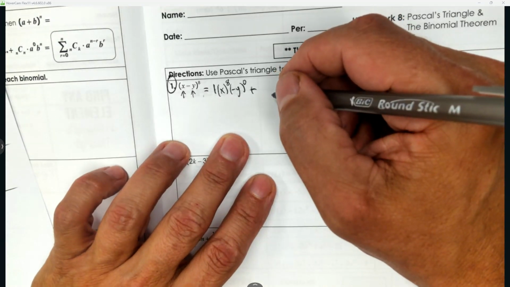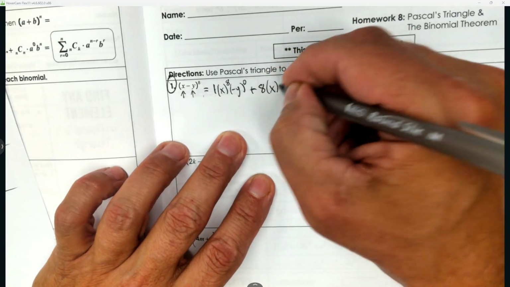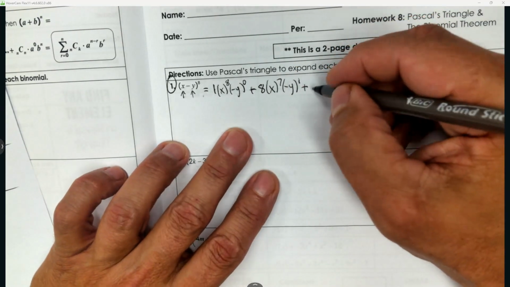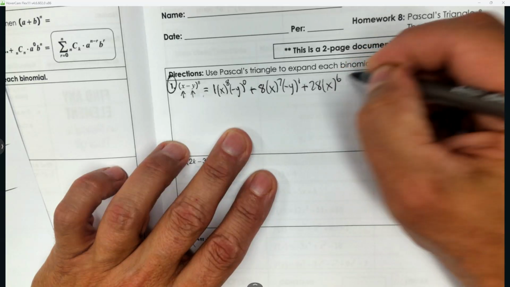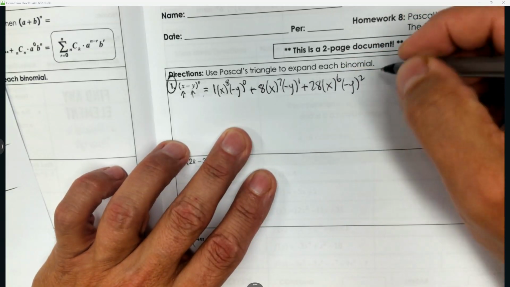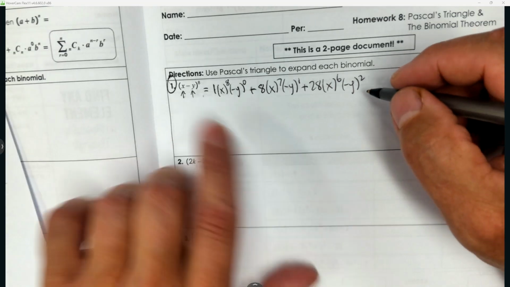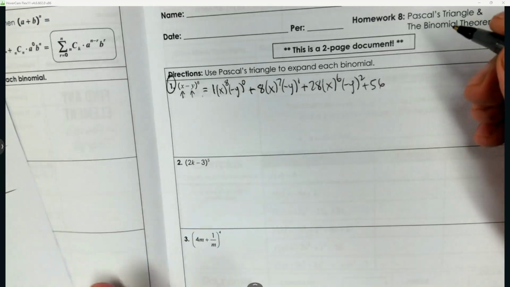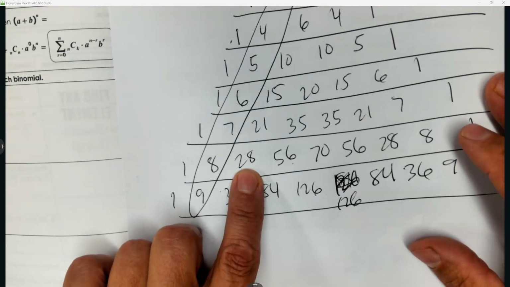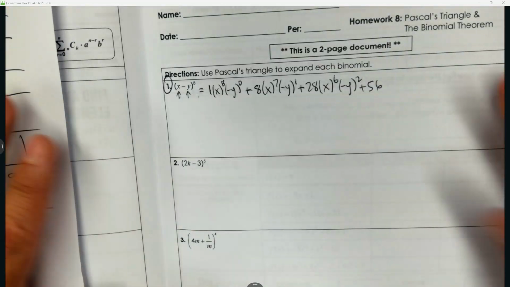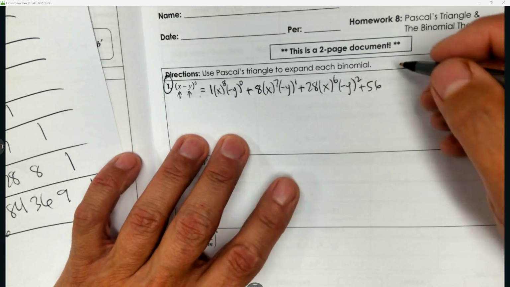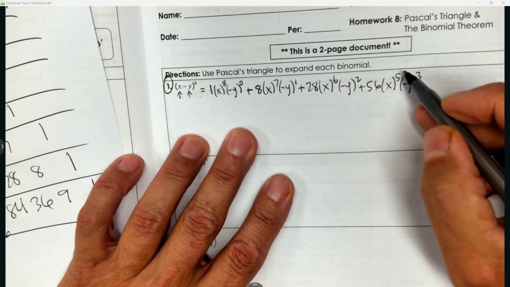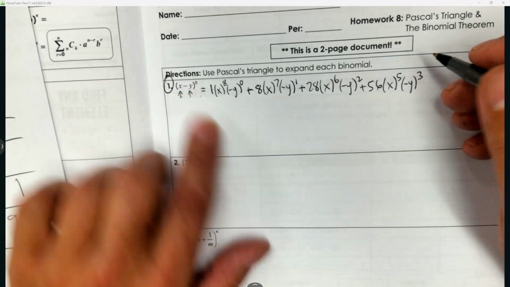So the next number after 1 is 8, and now it's 7 and 1. Keep going across. 28. That is 6 and 2. The good news is there are no numbers to multiply because it's just x and y, so it'll be easy to simplify. The next one's 56. Again, I'm following the line 8, 28, 56, 70, and so on. So 56, and then the exponent goes down, and the next exponent goes up. It will always add to 8.